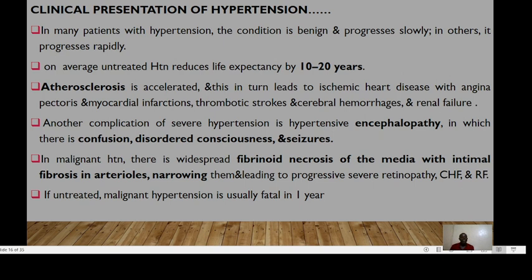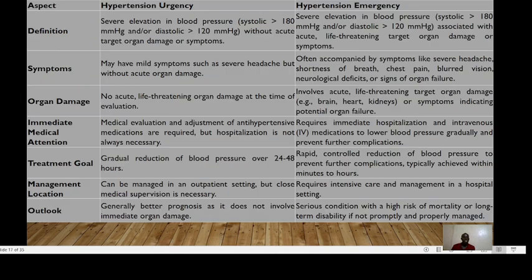Another complication of severe hypertension is hypertensive encephalopathy, in which patients will present with CNS disorders like confusion, disorganized consciousness, and seizures. In the case of malignant hypertension, there is widespread fibroid necrosis of the media, and intimal fibrosis in the arterioles, narrowing them and leading to progressive severe retinopathy, congestive heart failure, and renal failure. If untreated, malignant hypertension is usually fatal within 1 year.